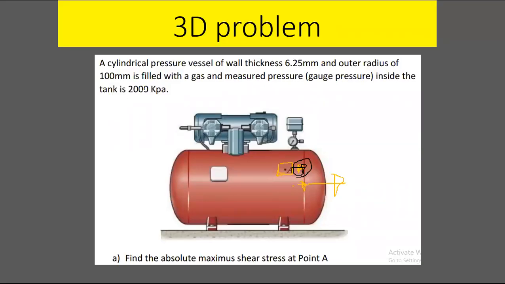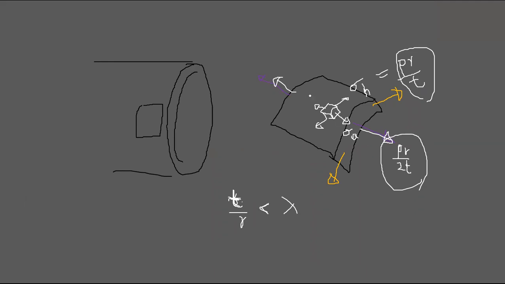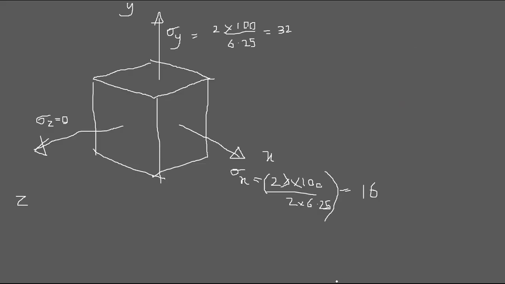And the radius is done. Okay. Now we don't know sigma. Yeah, sigma z is 0, right? So you can draw the Mohr circles because you know there are no stresses along the thickness direction, in this way.